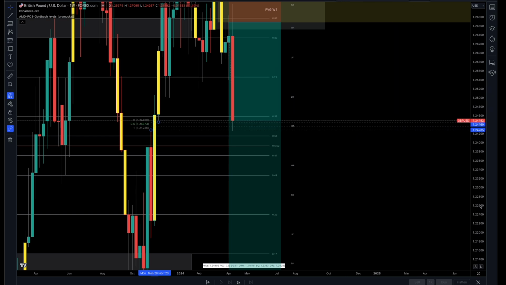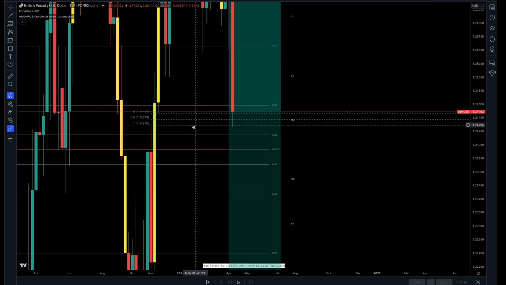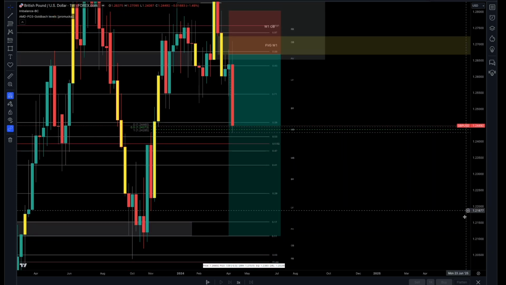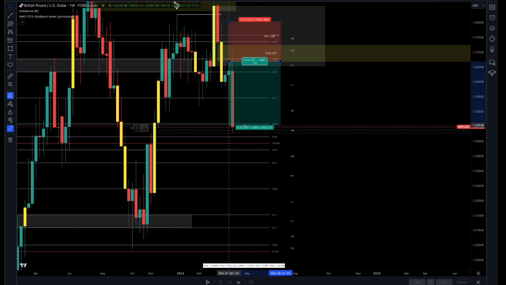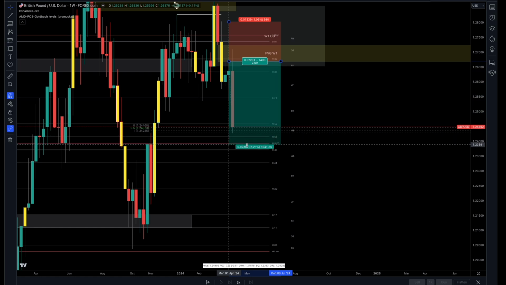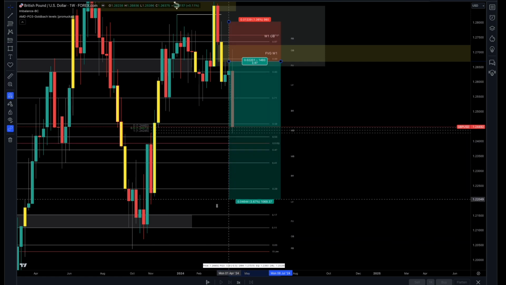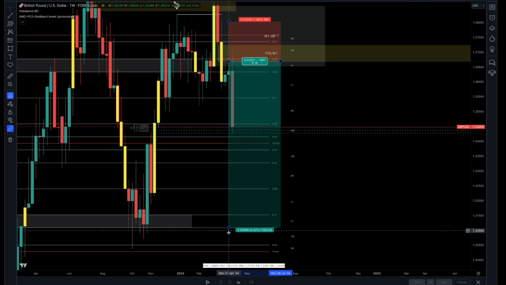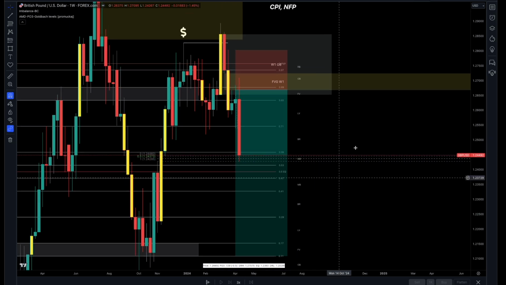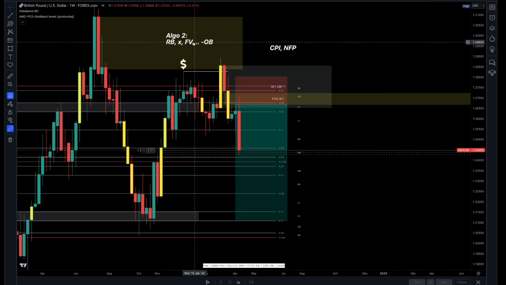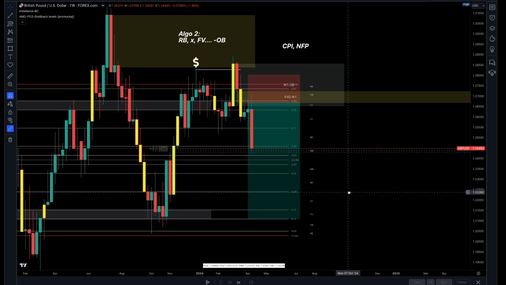So where are we? We filled this fair value gap already. So maybe that's where you want to come off, which in that case, it's a 1.7, 1.8R trade. You might want to take it off at this bullish order block. It's a 2R trade, or you may just hold on until we get to the bullish order block down here, as per Goldbach, because that's what algo 2 tells you. That's the kind of trade you want to get into.